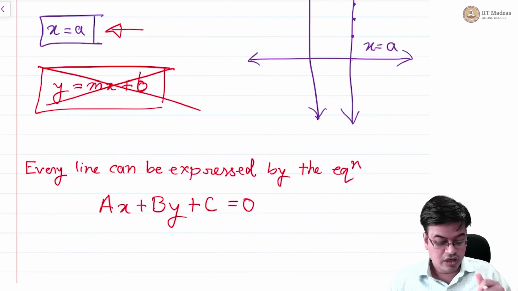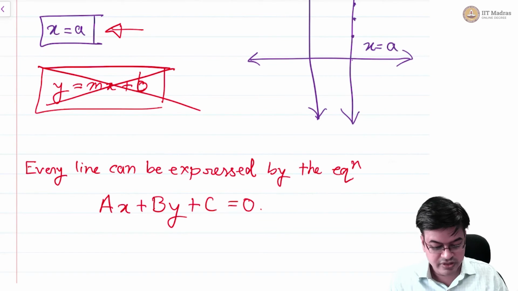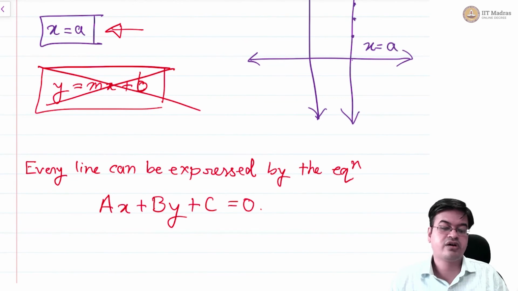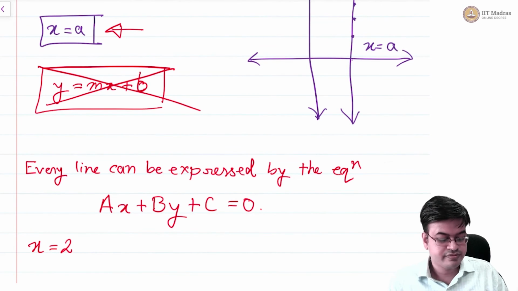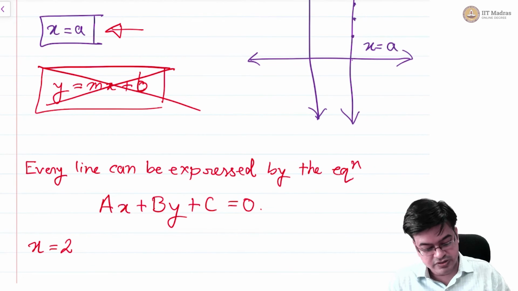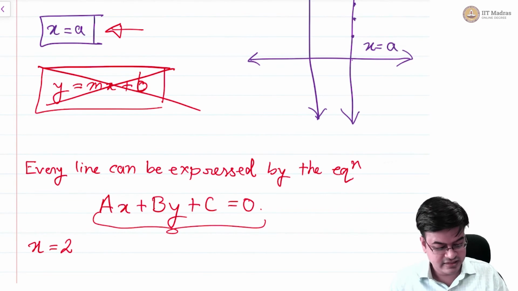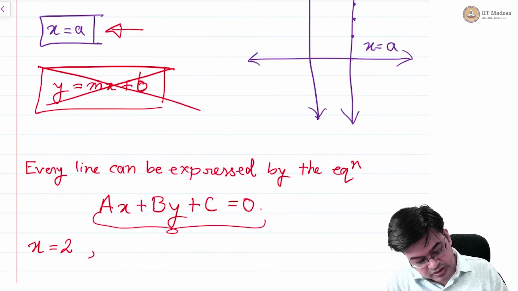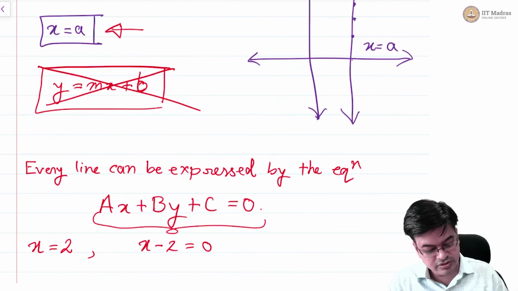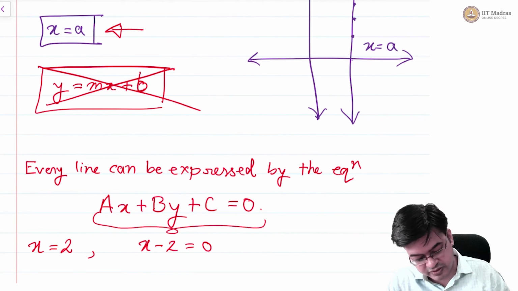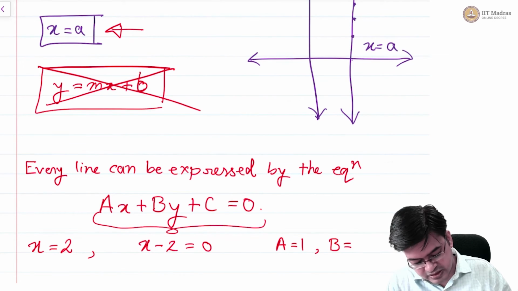So how every line can be expressed in this equation, that's what we have to figure out. Let us talk about a vertical line. Let us say I am talking about the line x is equal to 2. Can it be expressed in this form? The answer is yes. If I rewrite, subtracting 2 from both sides, x minus 2 is equal to 0. So in this case you can simply figure out that a is equal to 1, b is equal to 0, and capital C is equal to minus 2.